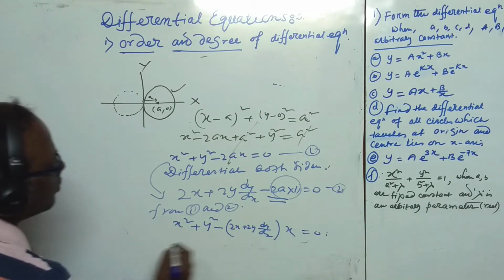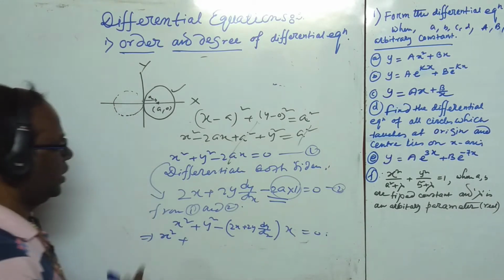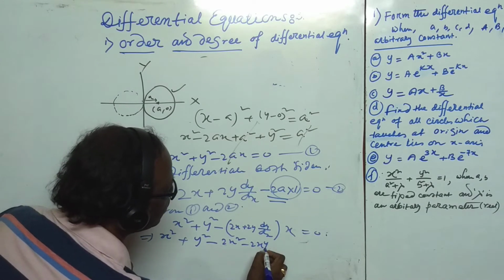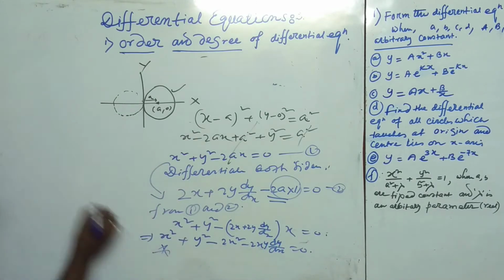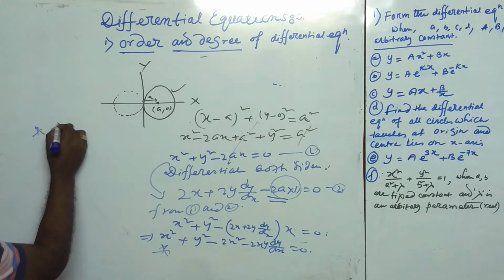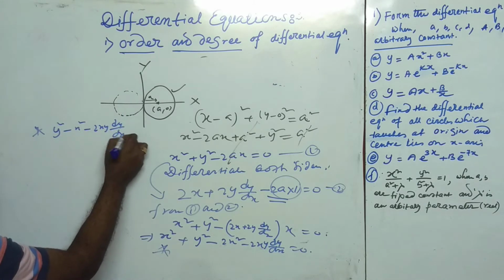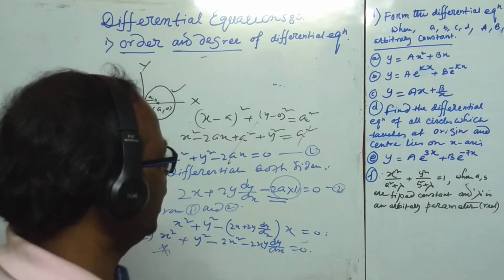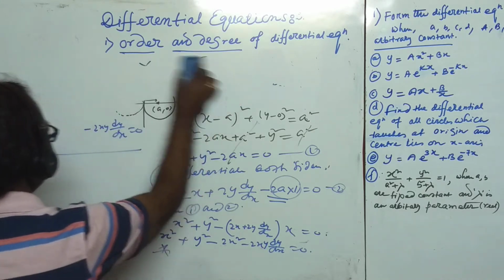Very simple. So again, simplify. See clearly: y square minus x square minus twice xy dy by dx equal to 0. This is the required differential equation. Now question numbers E and F. F is a very important question.